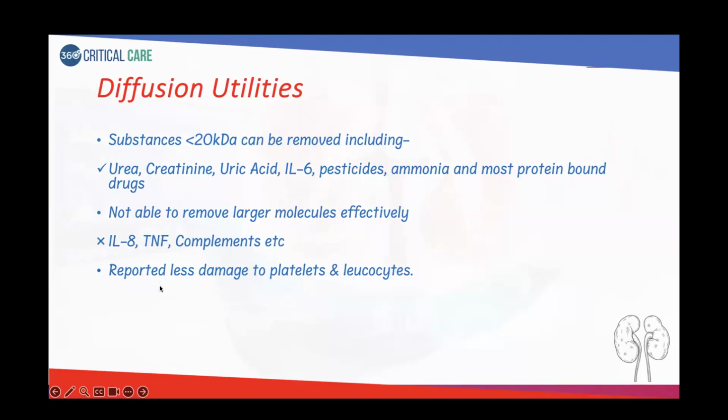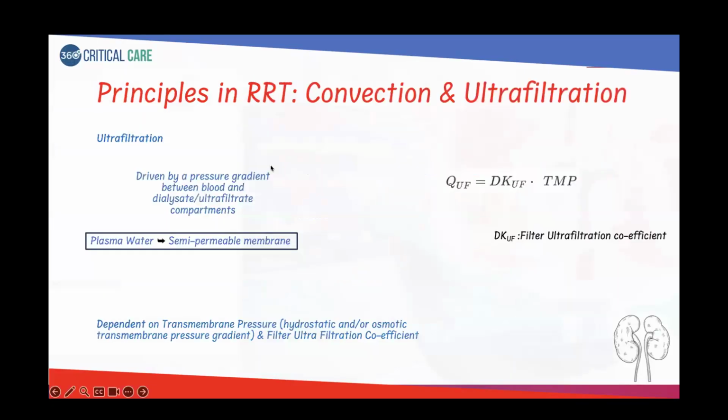It is reported to cause less damage to the platelets and the leukocytes because there is less transmembrane transfer of these cells. The particles diffuse based on their concentration gradient. It is not an active process. So there is less damage to the platelets and leukocytes, which is reported as a theoretical benefit. But not all the molecules can be removed through diffusion. Only smaller molecules can be removed.